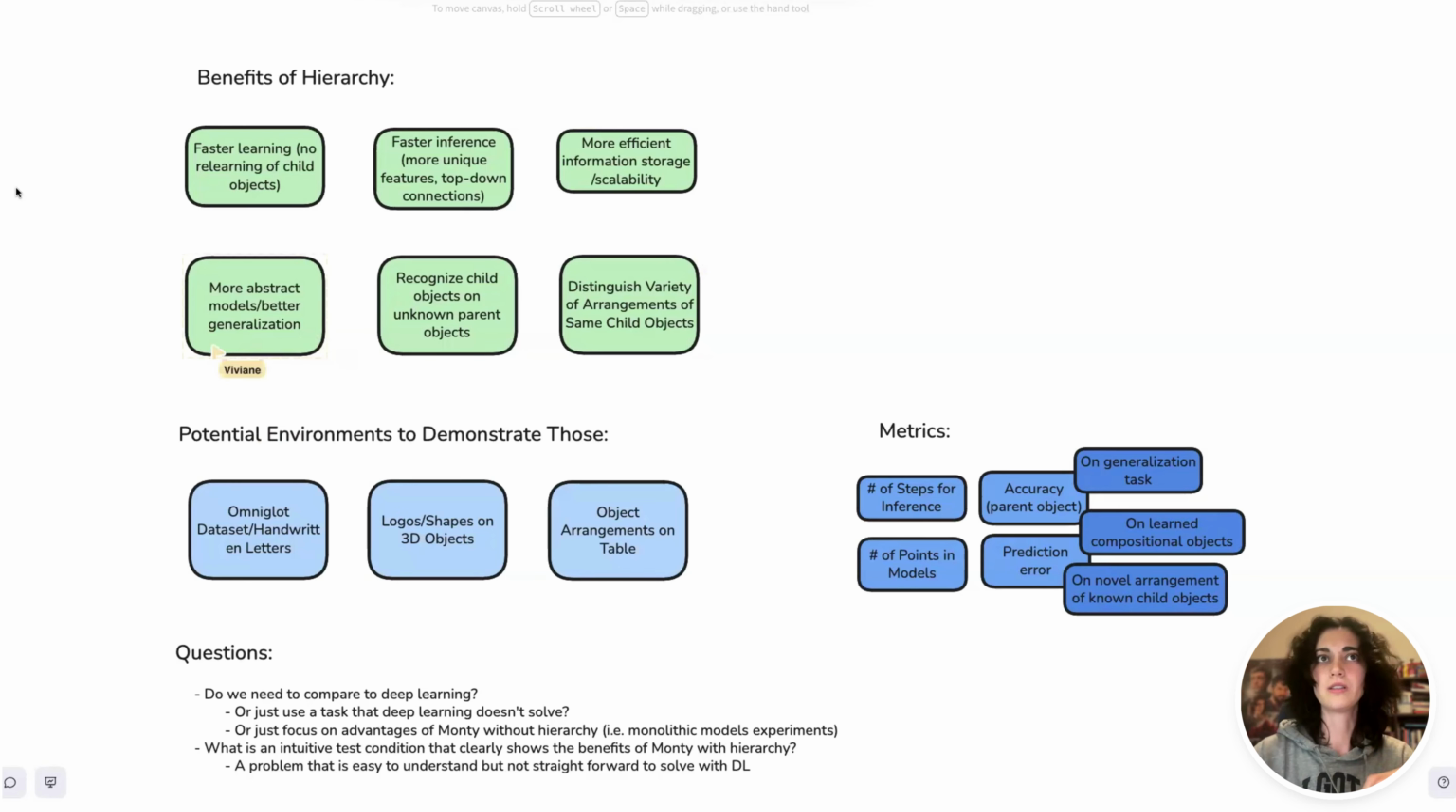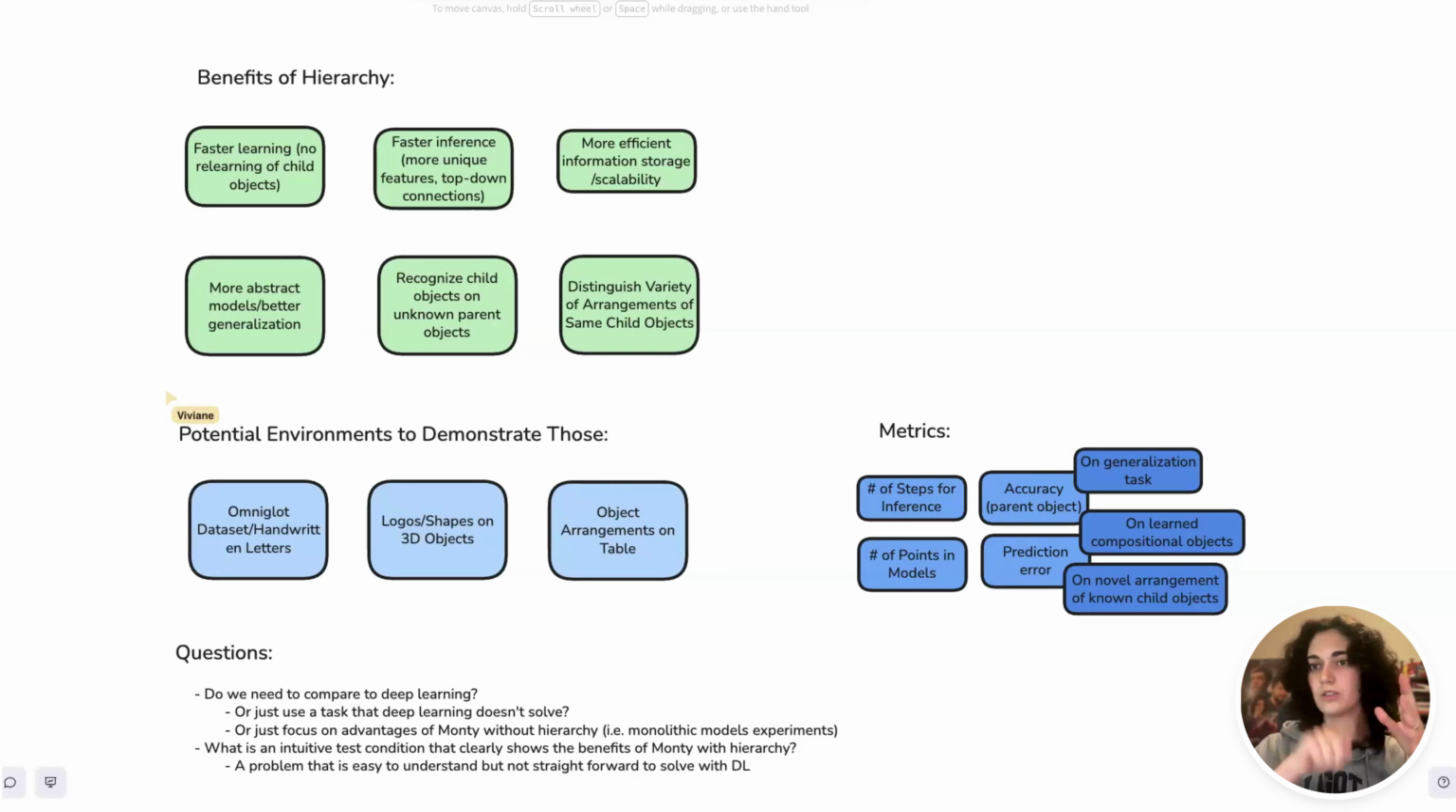Then more abstract models and better generalization. So that relates to the issue we saw when we tried to apply Monty to the Omniglot dataset. For example, right now we always just look at the low-level morphology of objects, but if we have hierarchy, we can look at the higher-level morphology of object parts.